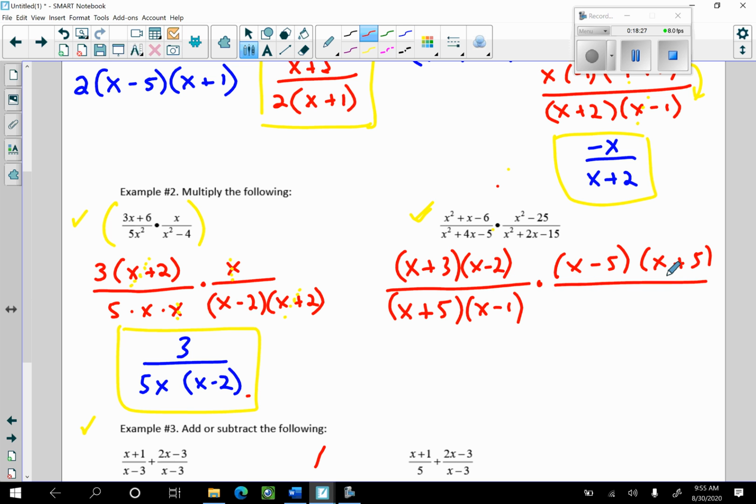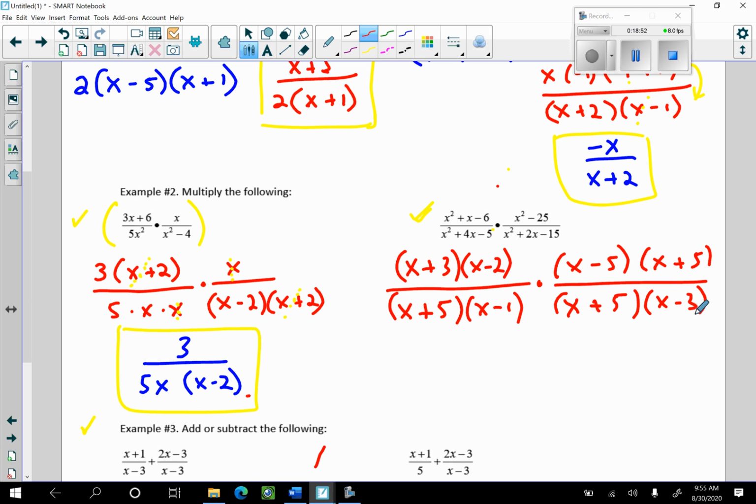And what does that bottom thing factor to? Let's see here. Two things multiplied together to -15 to add up to 2. I think that's going to be x plus 5 times x minus 3. 5 times -3 is -15. 5 plus -3 is 2. So now I have everything factored.